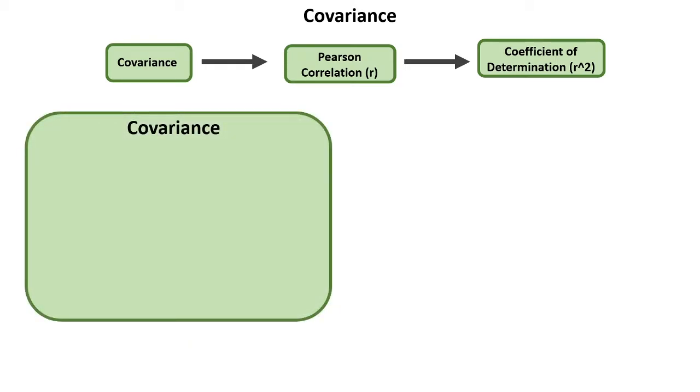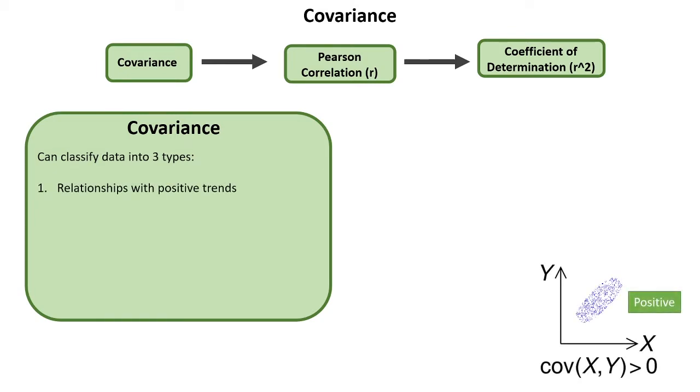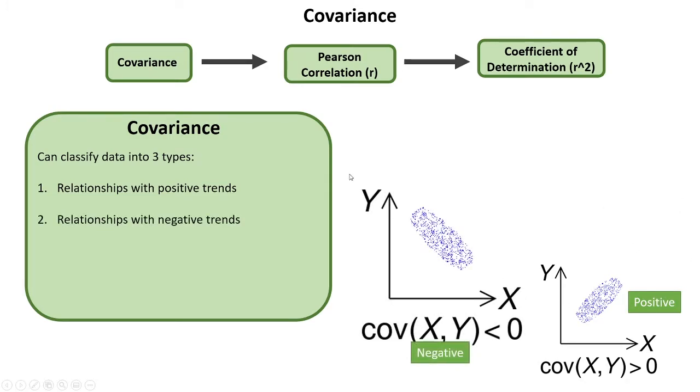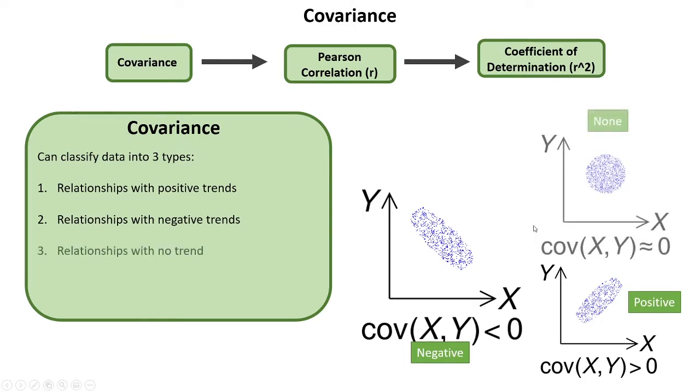Covariance tells you three things. It can classify data into three types: relationships that have a positive trend, which is shown here, relationships that have a negative trend, and relationships that have no trend. Positive trend means that as the x variable increases, the y variable also increases. Negative means that as the x variable increases, the y variable decreases. And no relationship means that there's no prediction as to what's going to happen in y as x increases.